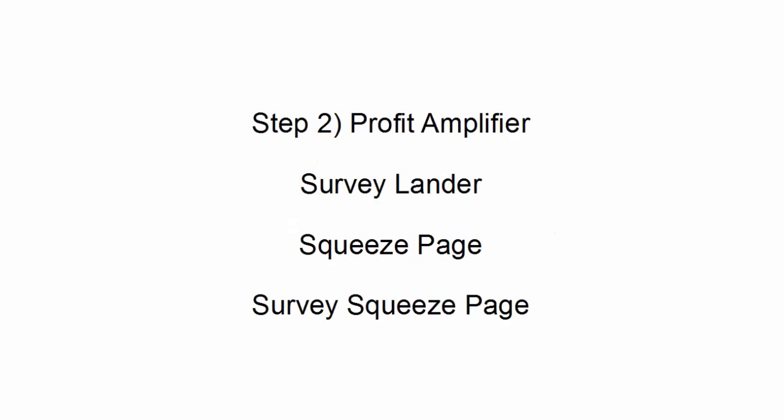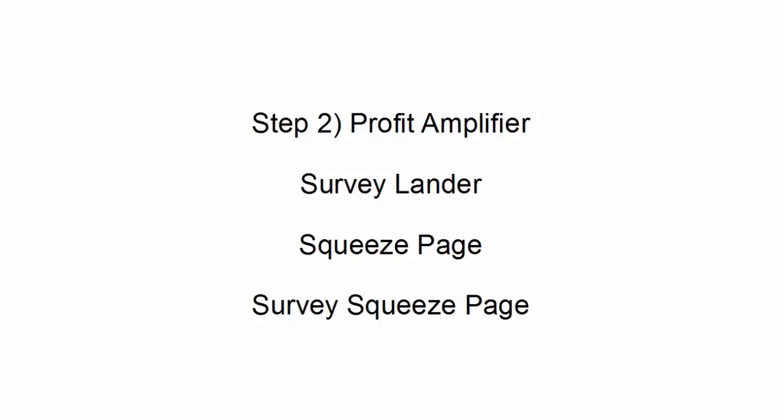Step 2/module 2, we talked about the profit amplifier. And overall, there's the 3 weapons of choice. First and foremost is the survey lander, where you get them on a page. You're just getting them to say yes, yes, yes a few times, asking them very basic questions where you know the answer is going to be yes. And from there, you can redirect them to your affiliate link, which would be the offer.